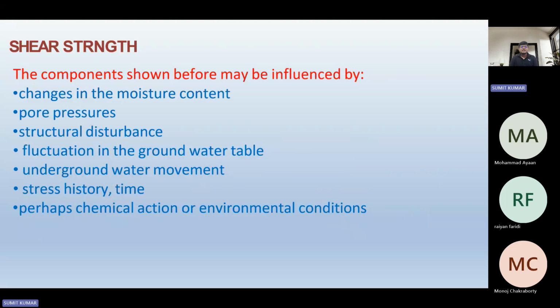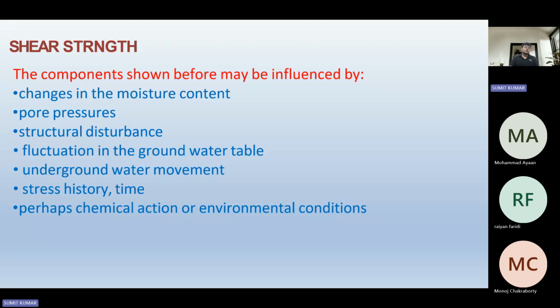Additionally, the components shown before, like the cohesion and angle of internal friction, may be influenced by some other factors. What are those factors? Those factors are the moisture content, obviously. We have read about various types of stress, like the vertical stress, total stress, effective stress, and the stress developed due to pore water. Over there, you have understood that if the water table is present, the pore water pressure increases and the effective stress is reduced, which are prominent concepts in the field of geotechnical engineering.